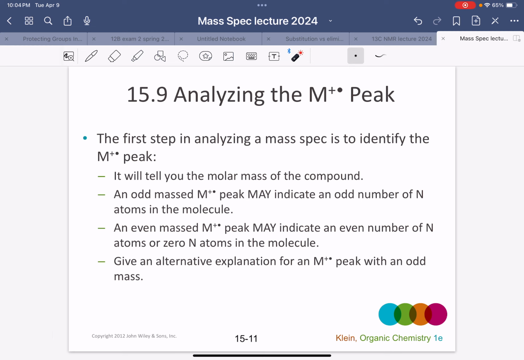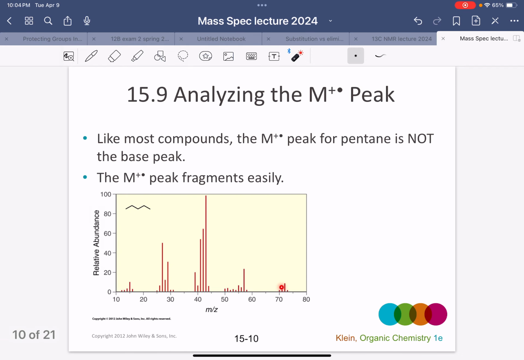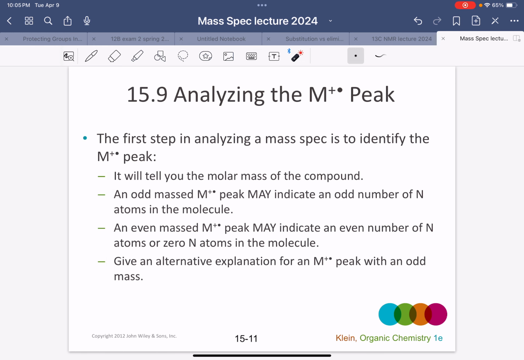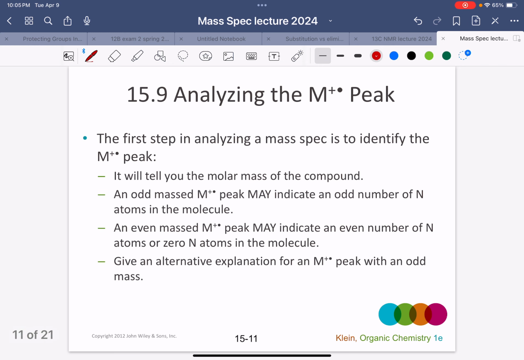The first thing that you want to do when you look at a mass spec is figure out where your M plus peak is. It may be big, like for benzene. It may be small, like for pentane. So you do have to watch out. Okay. You can also get the molar mass of the compound from that peak. So we can look here and we can see that 72 is our molar mass of pentane. Pentane is C5H12. Yep, that's 72 if all of our carbons are carbon-12.